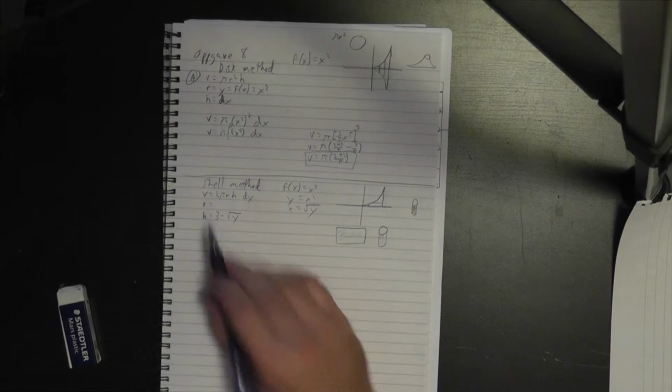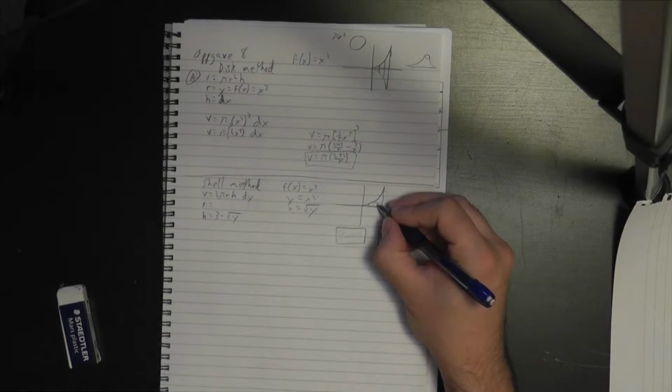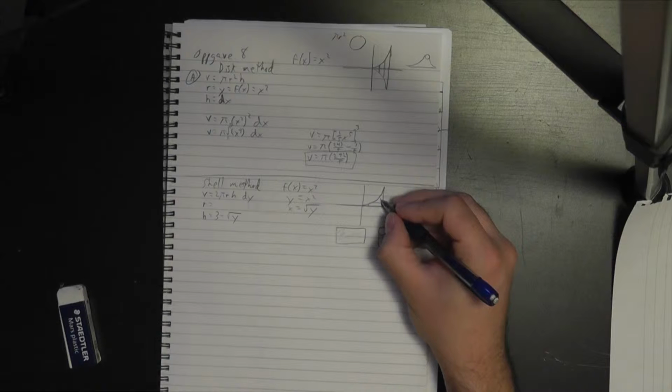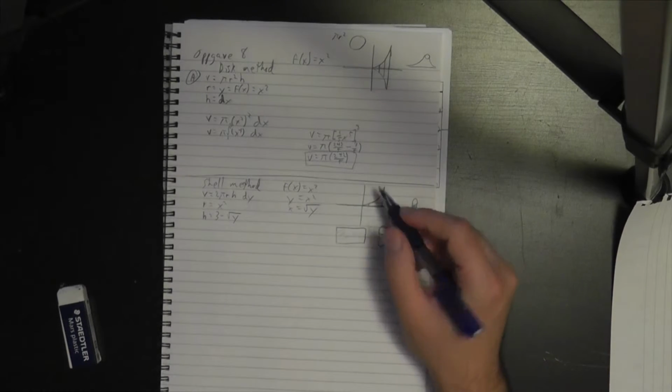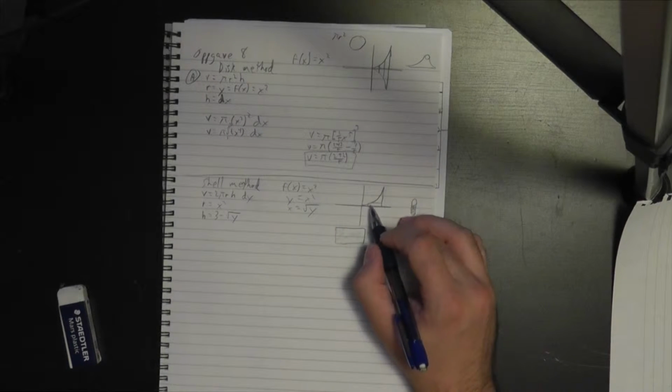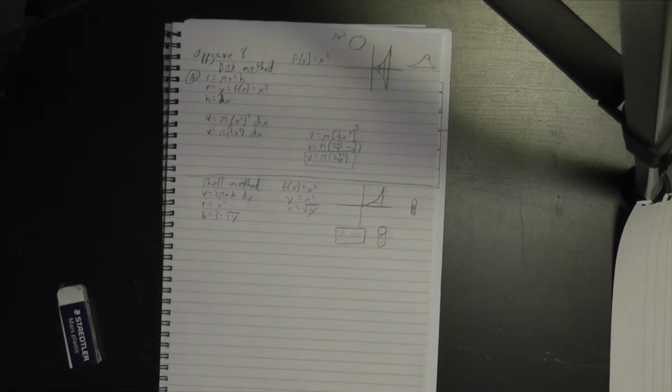The radius is going to be just the height of the function itself, which is just going to be x squared. Because that's the x function. It will give you how high up this is.